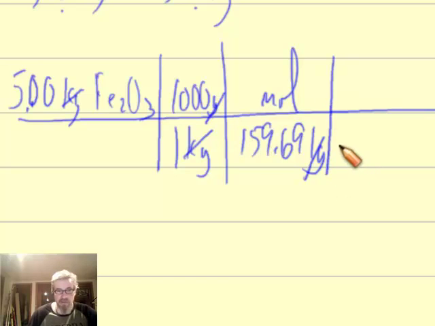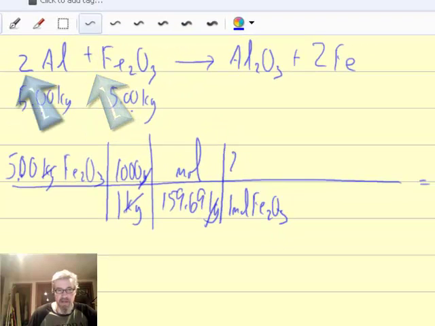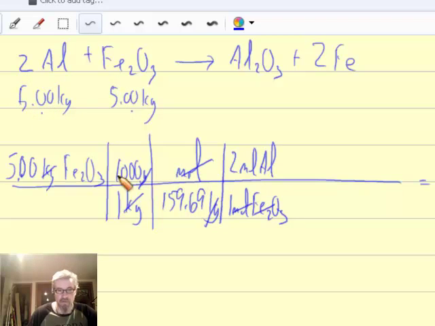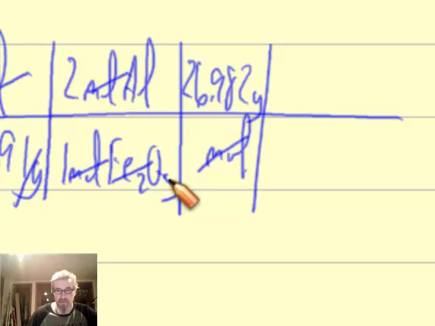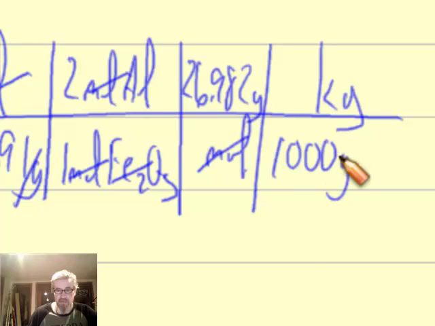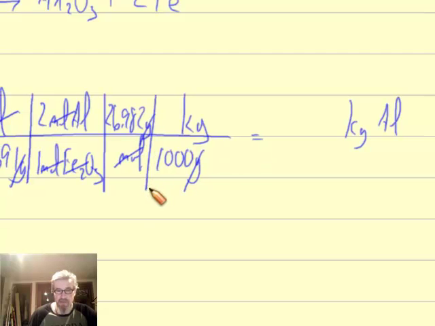Now grams cancel, and I have moles of Fe2O3. Here comes the mole bridge. 1 mole of Fe2O3 reacts with 2 moles of aluminum. With the moles of Fe2O3 gone, now I have 2 moles of aluminum. I'll have to change that into mass because ultimately I want kilograms here. The molar mass of aluminum is 26.982 grams per mole. So now I've converted to grams of aluminum. And then one more step, there are 1,000 grams per kilogram. With grams canceled, now I have kilograms of aluminum, and that's what I'm trying to find.